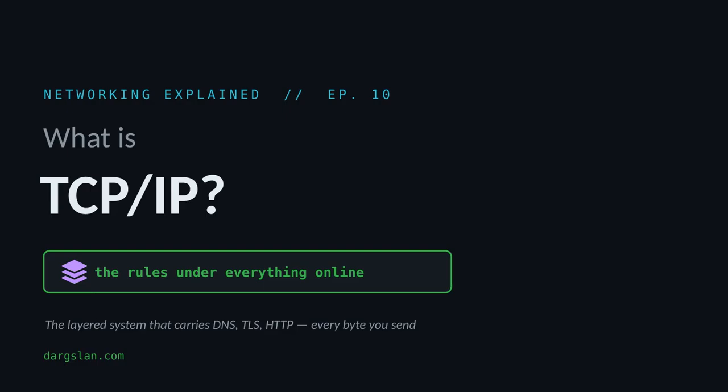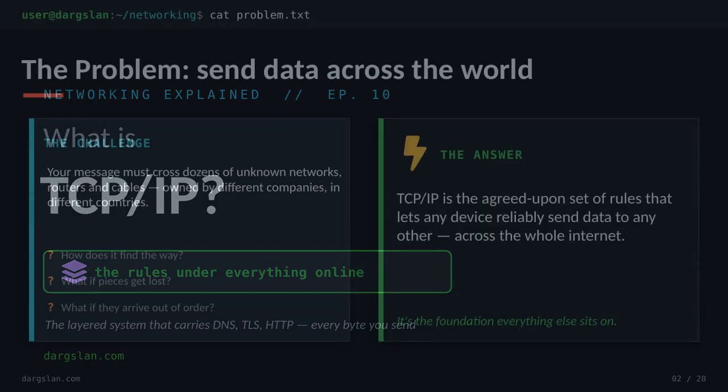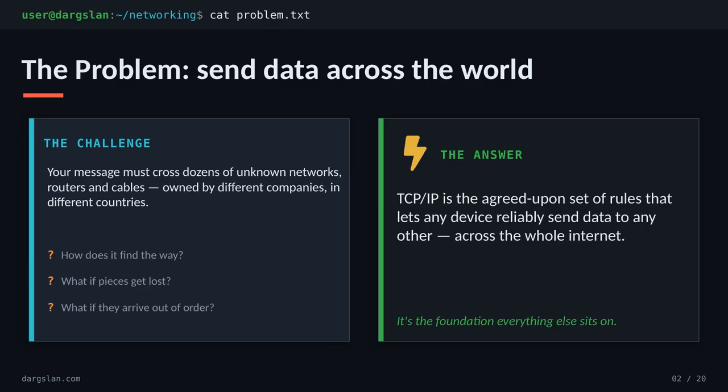In this episode, we're tackling the quiet giant behind everything you do online, TCP/IP. It's the layered system that carries your DNS lookups, your TLS handshakes, your HTTP requests, basically every byte you send or receive. Over the next few minutes, we'll peel it back, layer by layer, so it stops feeling like a mystery. So let's start with the actual problem TCP/IP was built to solve.